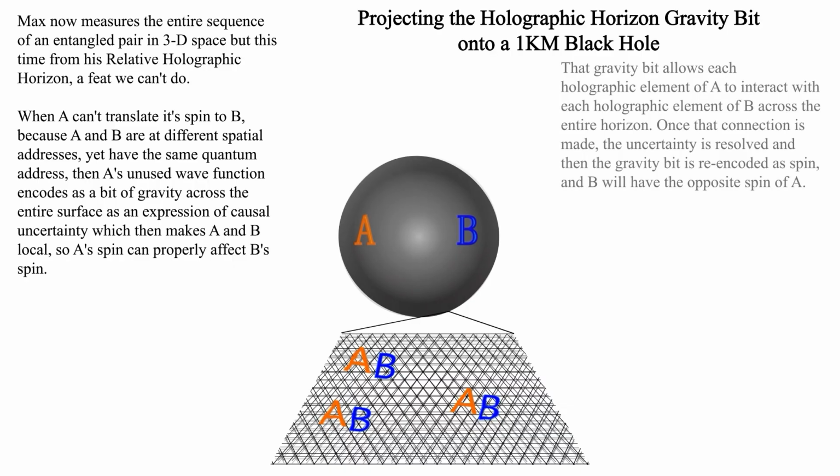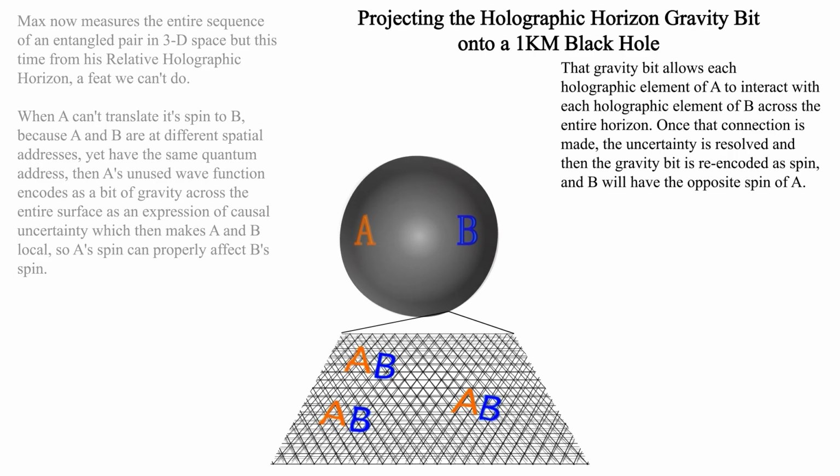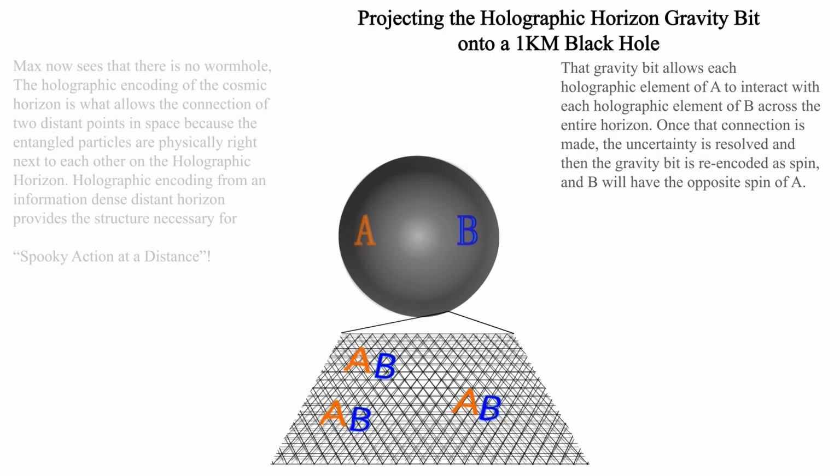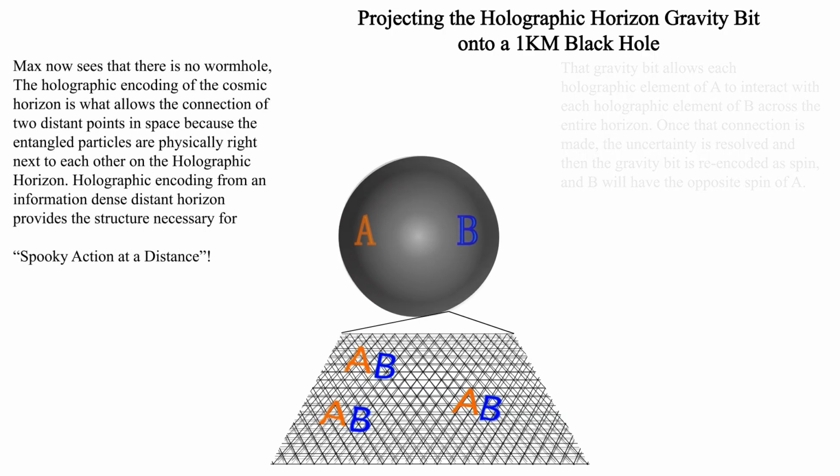That gravity bit allows each holographic element of A to interact with each holographic element of B across the entire horizon. Once the connection is made, the uncertainty is resolved, and then the gravity bit is re-encoded as spin, and then B will have the opposite spin of A. Max now sees that there is no wormhole. The holographic encoding of the cosmic horizon is what allows the connection of two distant points in space because the entangled particles are physically right next to each other on the holographic horizon. Holographic encoding from an information-dense distant horizon provides the necessary structure for spooky action at a distance.